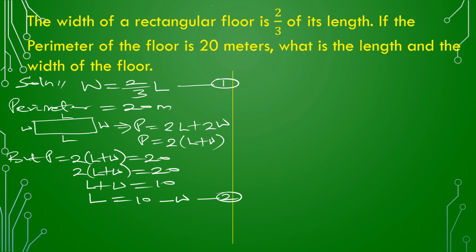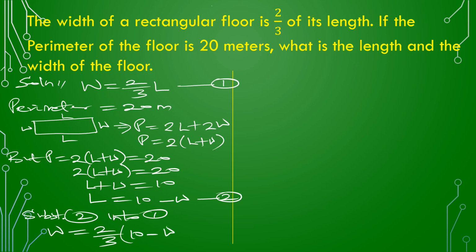Now, substitute equation 2 into 1. What do we have? We have that W is equal to what? 2 over 3 into 10 minus W. Solving further, we have that W is equal to 2 over 3 into 10 minus W.